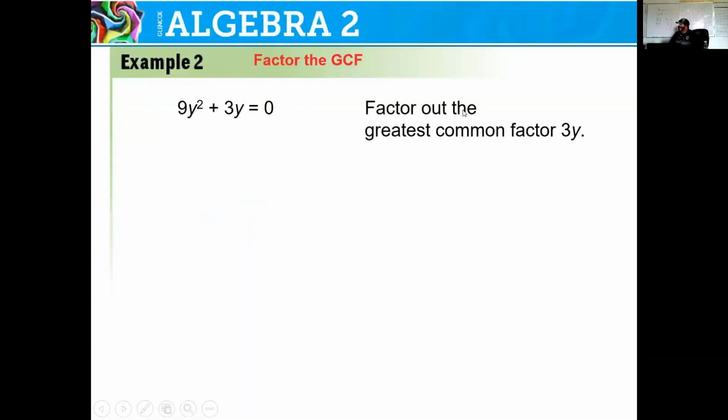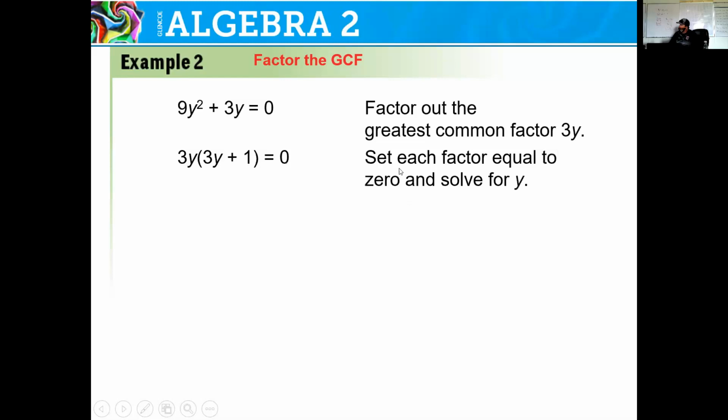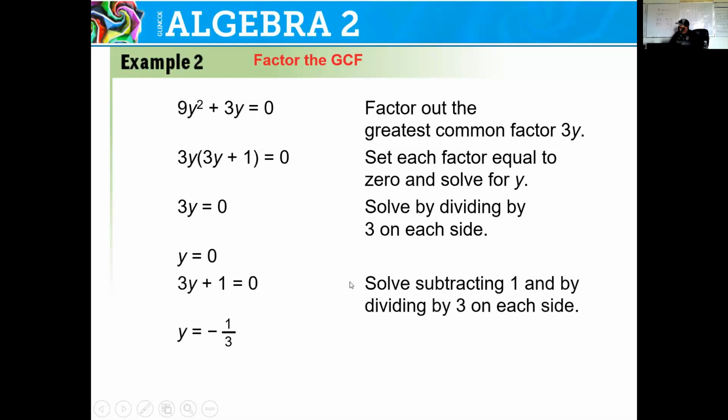So factor out the greatest common factor of 3y. That's because 3y can be multiplied into both of these terms. So once we do that, we're left with 3y plus 1 times the quantity of 3y. We set it equal to 0 and solve. So y is equal to 0 here. And then y is equal to a negative 1/3. And like I said, those answers correspond to the x-intercepts of our quadratic.